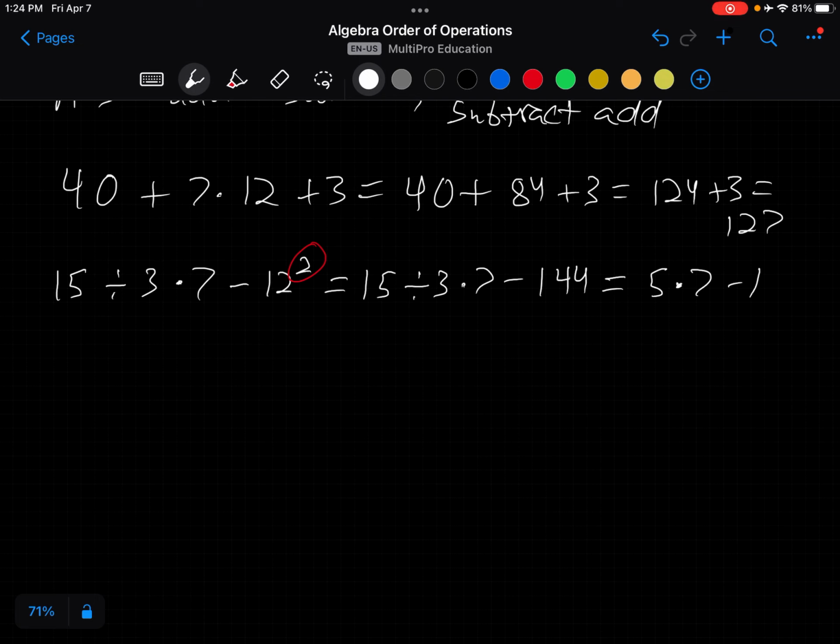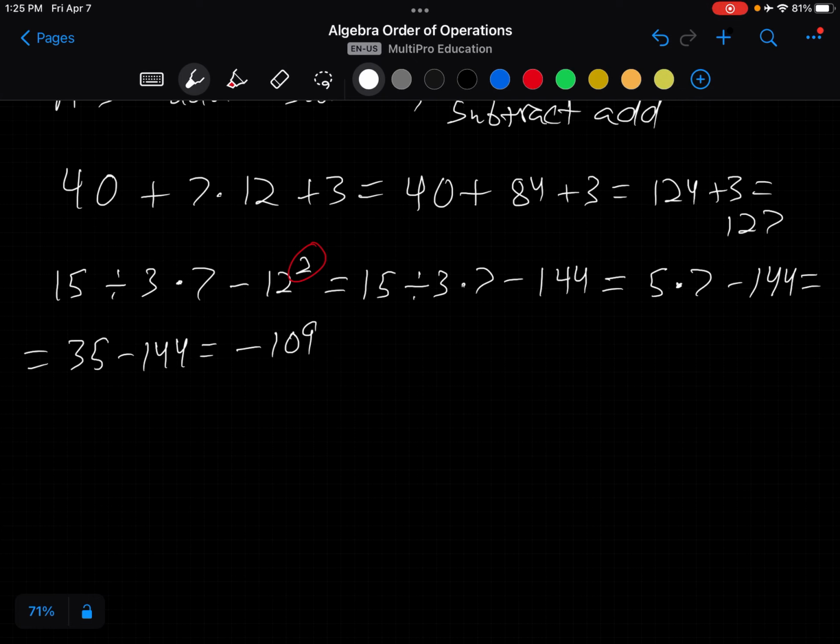Okay, we'll go ahead and write out the rest of the equation. Times 7 minus 144. Okay. All right. Now, we have the multiplication left. We were going to do 5 times 7, that's 35. Minus 144. Okay. So now do we have any addition or subtraction left? Yes, we have subtraction. So we're going to do 35 minus 144. That's minus 109.